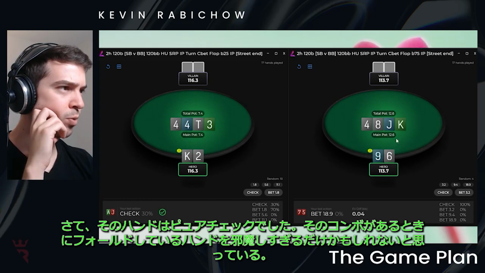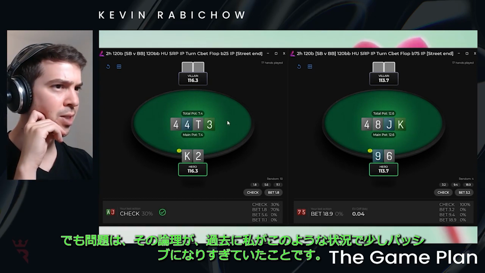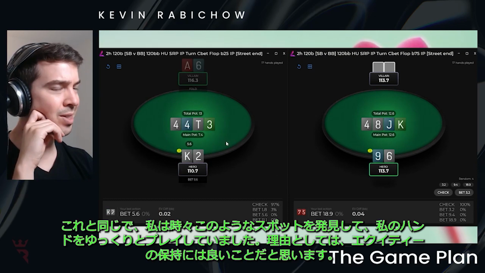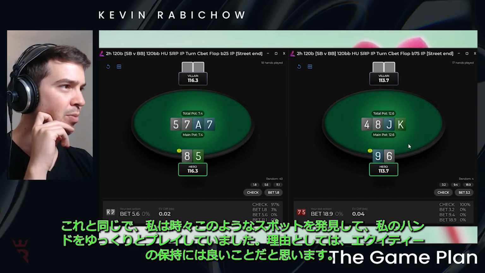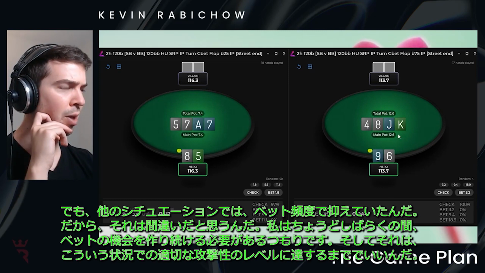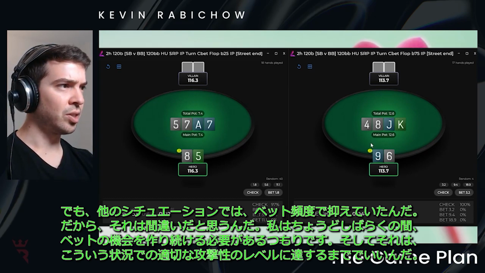I think I might just interfere too much with the hands that are folding when I have that combo. But the problem is that logic has led me to be a little bit too passive in these situations in the past. Same with this. I'm occasionally spotting these opportunities where playing my hand slower because of equity preservation would be good. But in other situations, that was holding back my betting frequency. So I think that's a mistake I'm just going to have to continue to make for a while, and that's okay until I hit the right level of aggression in these situations.